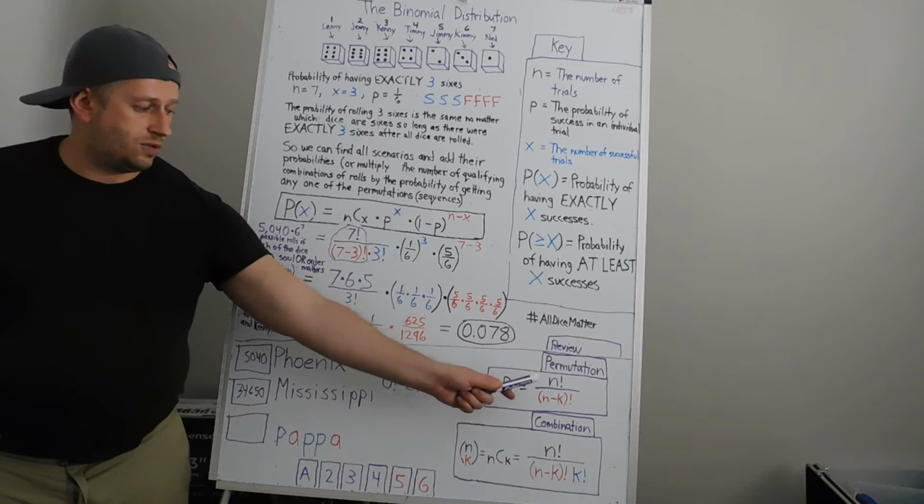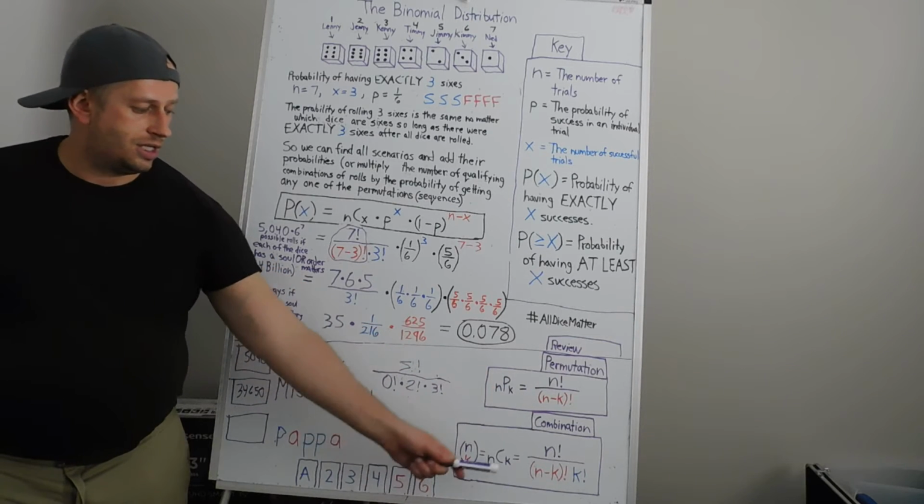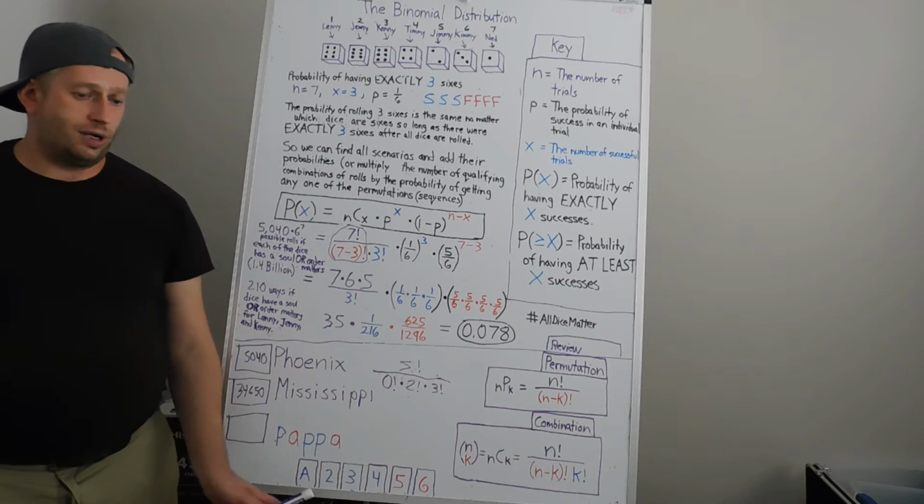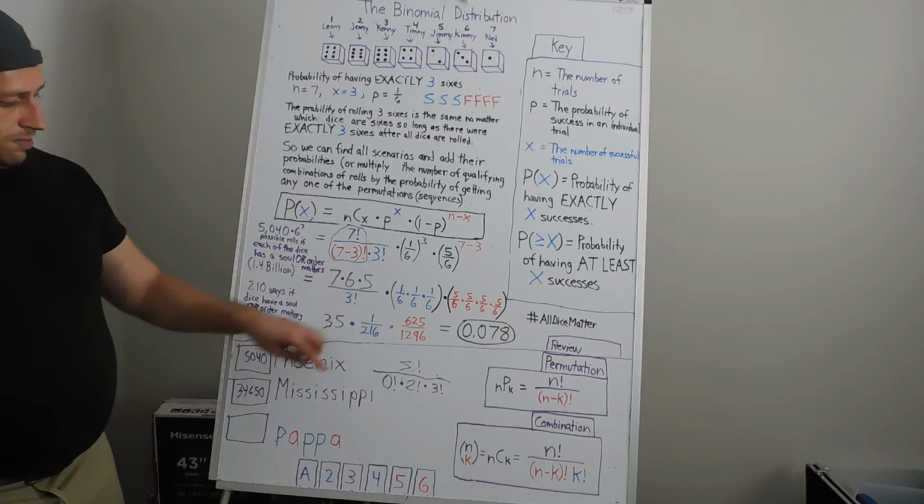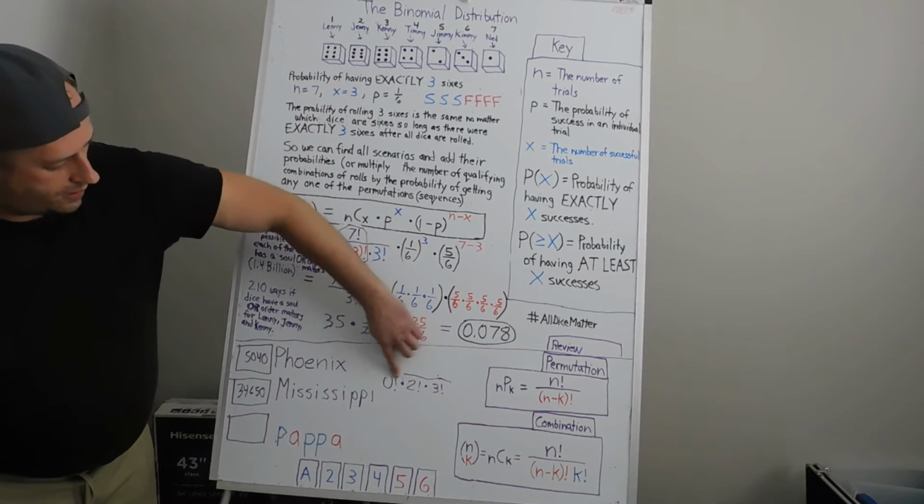And you divide 720 by 2, you get 360. Then when you divide 360 by 24, you get 15 for the number of combinations. So let's look at permutations and words real quick.